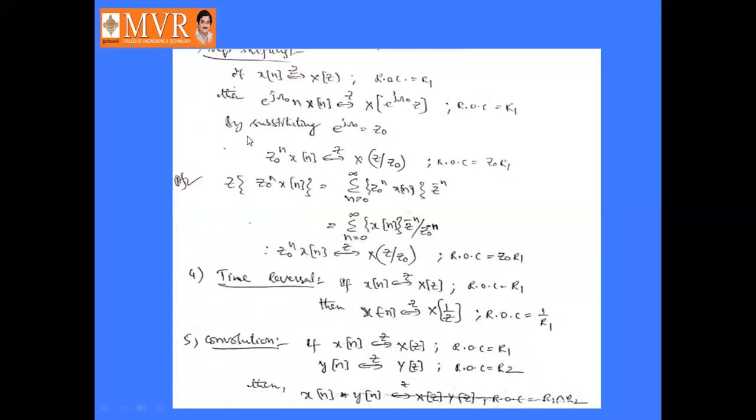Then frequency shifting property. If the z transform of x of n is x of z, here ROC is R1, then the transform of e power j omega naught n into x of n is nothing but x of e power minus j omega naught into z. Here ROC is R1. By substituting e power j omega naught as z naught, it will become z naught power n into x of n. The transform of z naught power n into x of n will become x of z by z naught.